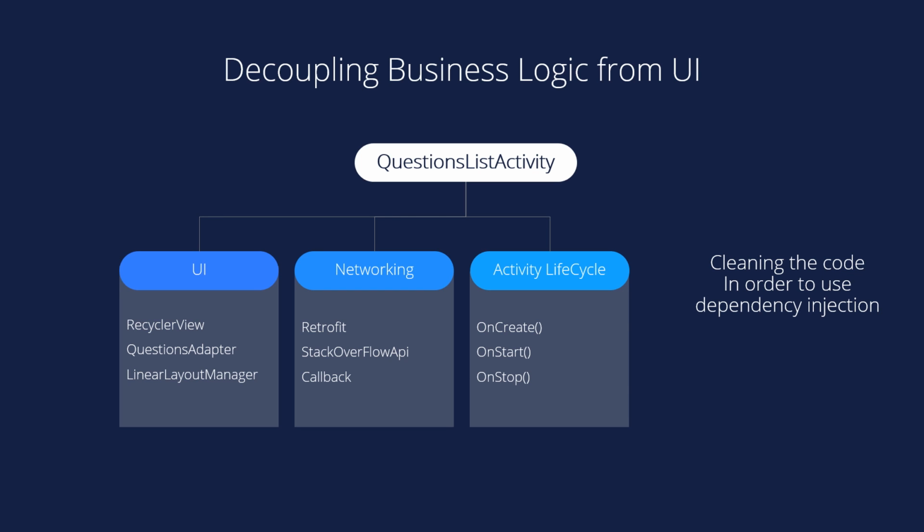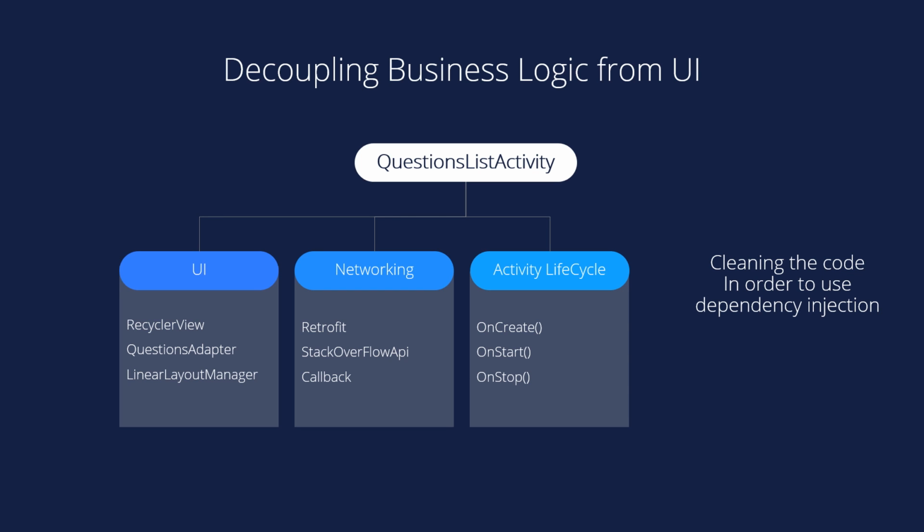Our main activity, or the questions list activity, contains three things. Our code is divided into UI, networking, and activity lifecycle. Forget the activity lifecycle, which is mandatory in Android. We are going to work with the two things, and we are going to detach and decouple the UI code, like recycler view, question adapter, and linear layout manager, from the questions list activity.